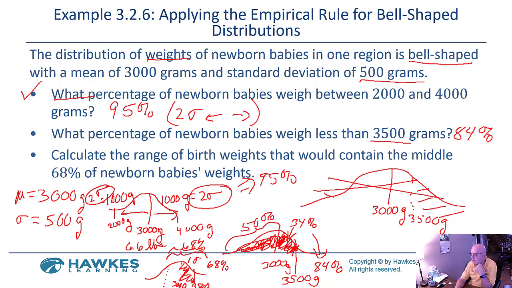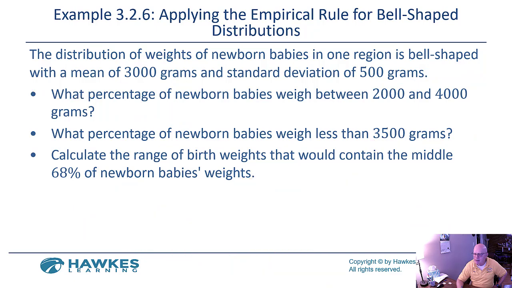Now the last part. I've got so much there that I'm going to clear this. So, erase all ink on this slide. There we go. So we're going to attack the third question. It says calculate the range of birth weights that would contain the middle 68%.